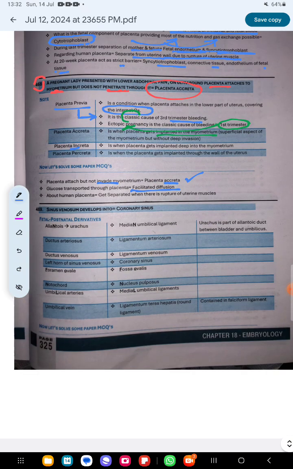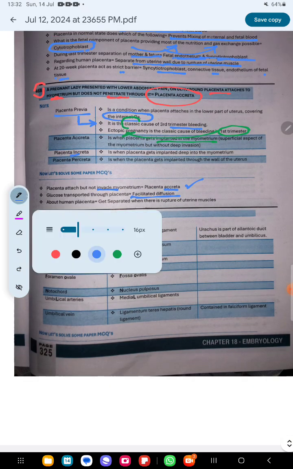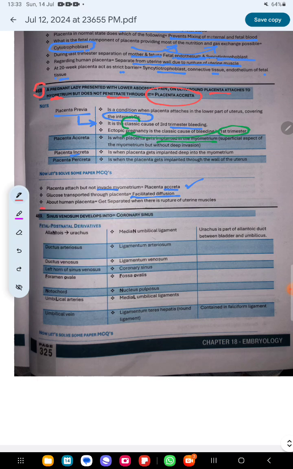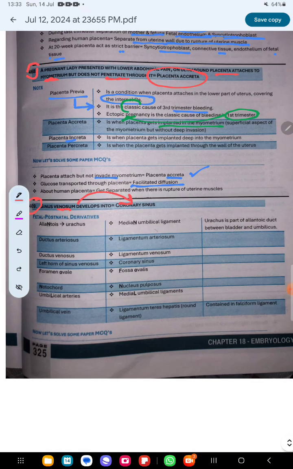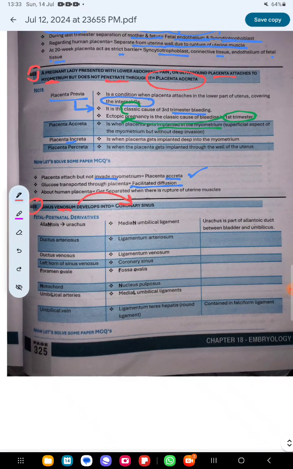Sinus venosus develops into coronary sinus. Clear? Embryological points per day. So the last point which we have to learn is 469. Sinus venosus eventually develops into coronary sinus. Now let's do some derivatives, postnatal derivatives.